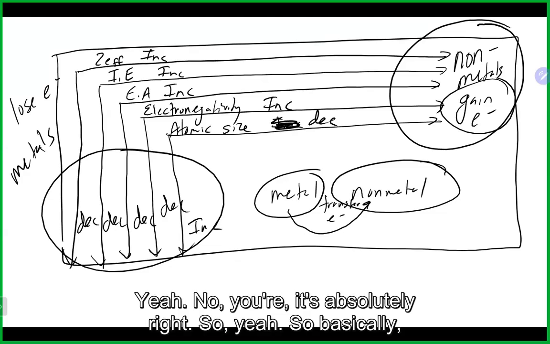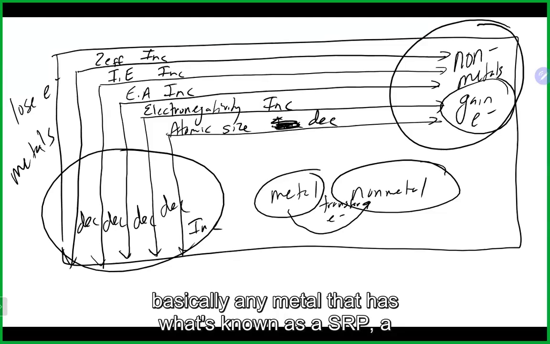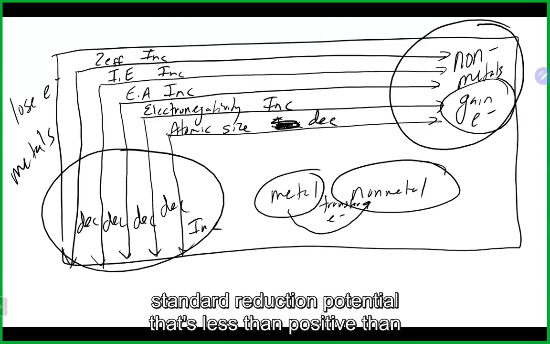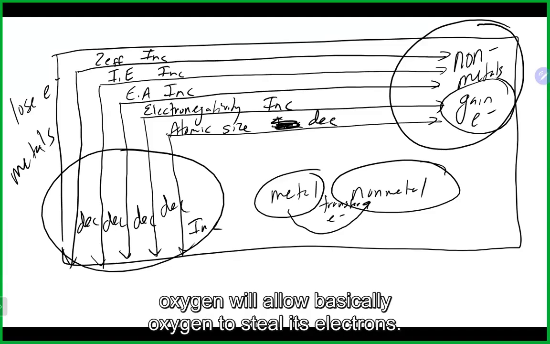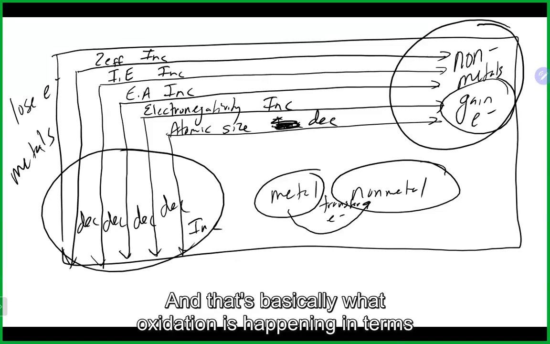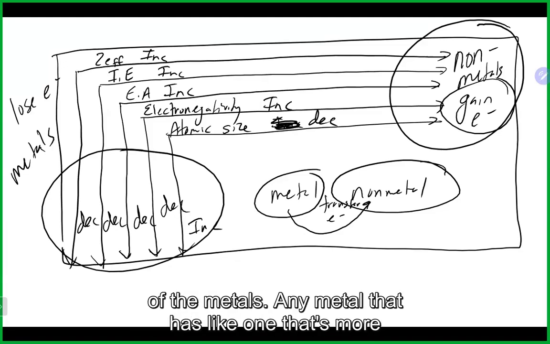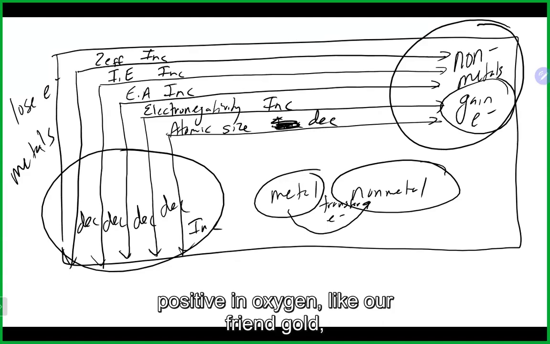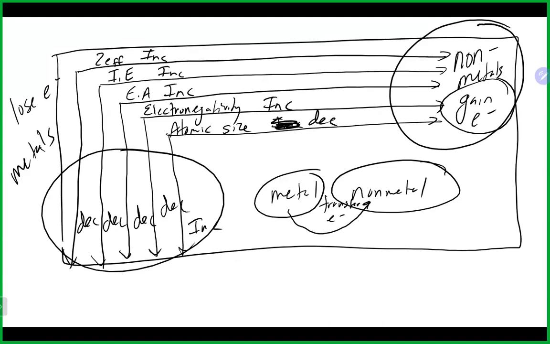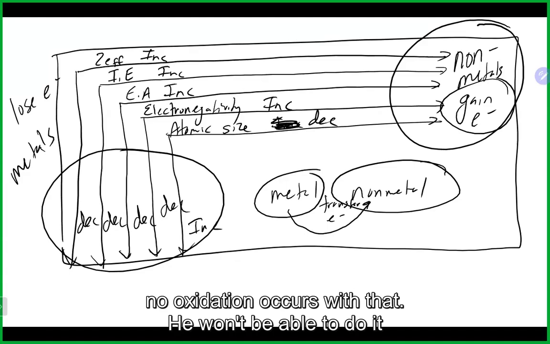Yeah, no, it's absolutely right. So basically any metal that has what's known as a SRP, a standard reduction potential, that's less positive than oxygen will allow oxygen to steal its electrons. And that's basically what oxidation is in terms of the metals. Any metal that has one that's more positive than oxygen, like our friend gold, no oxidation occurs with that. He won't be able to do it.